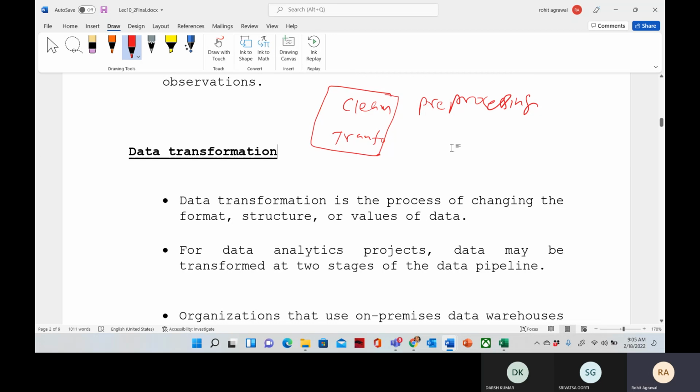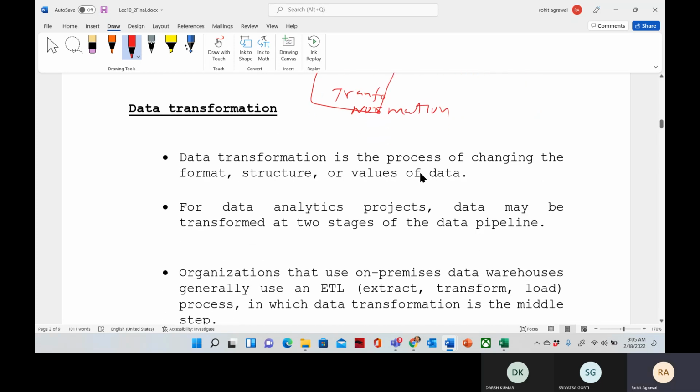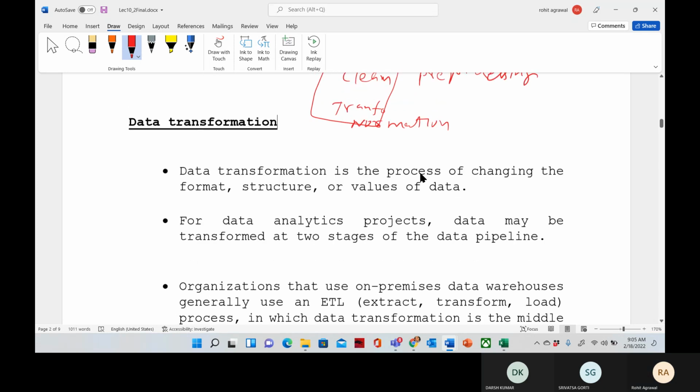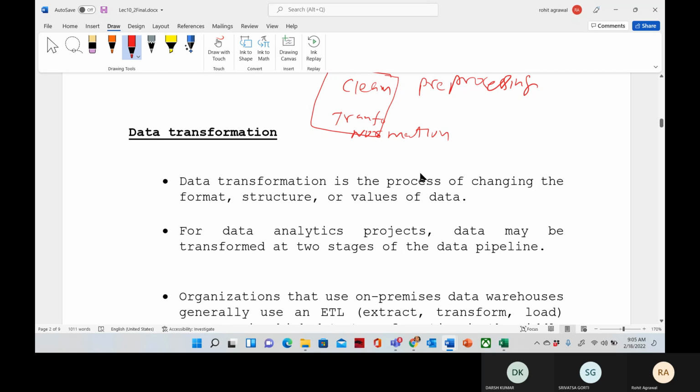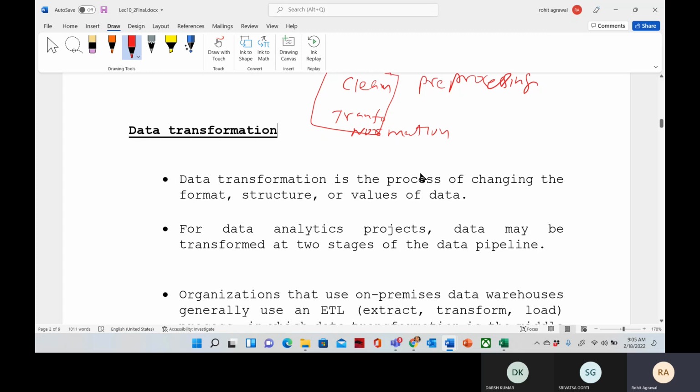Can anyone tell me what is data transformation? Anyone? Sir, changing the state of the original data. Yes, changing the state of the original data. Any example? Sir, data normalization can be a part of data transformation. Yes, normalization can be a part of data transformation. Good. Any other example that you can visualize? Sorry, so changing the null values and everything.